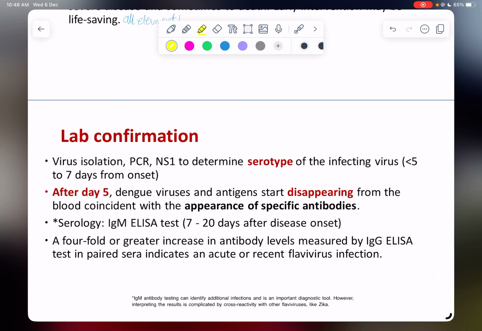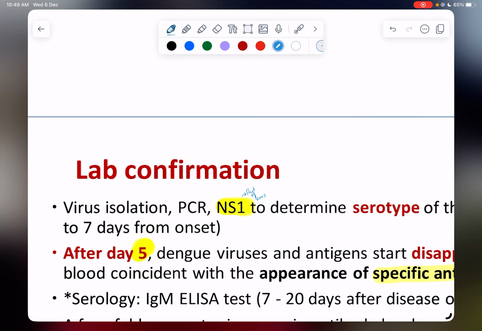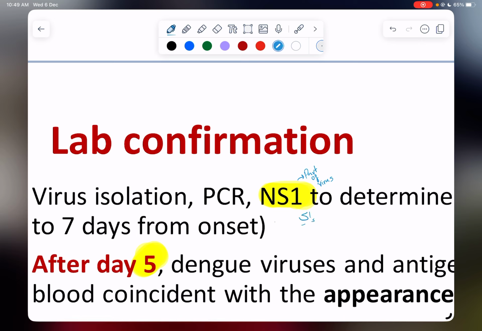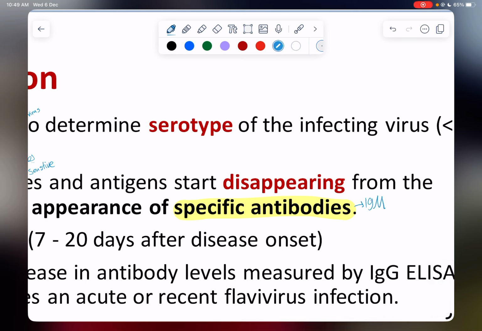Now, in the further investigations, the most important in the early phase of the disease, within the first 5 to 7 days, is testing for NS1 protein. This NS1 protein is a part of the virus, and its detection almost confirms the presence of dengue. This test is extremely valid, extremely sensitive if you do it within five days or maximum 7 days. As you move on, the sensitivity falls because the NS1 protein is cleared from the blood. If you get a patient after 1 week, it is better to do dengue IgM testing. So NS1 protein in the early phases and IgM in the later phase.